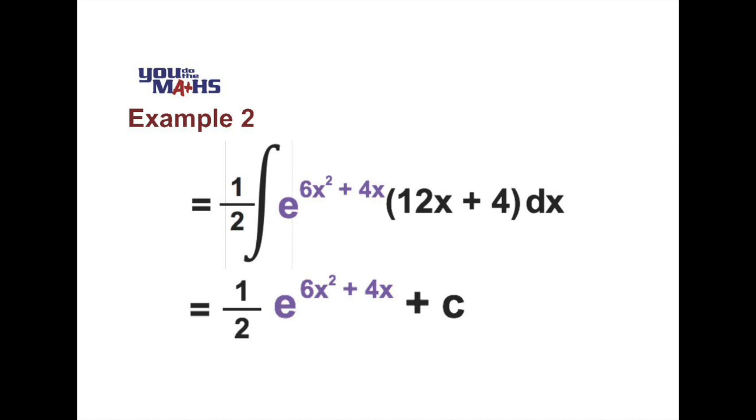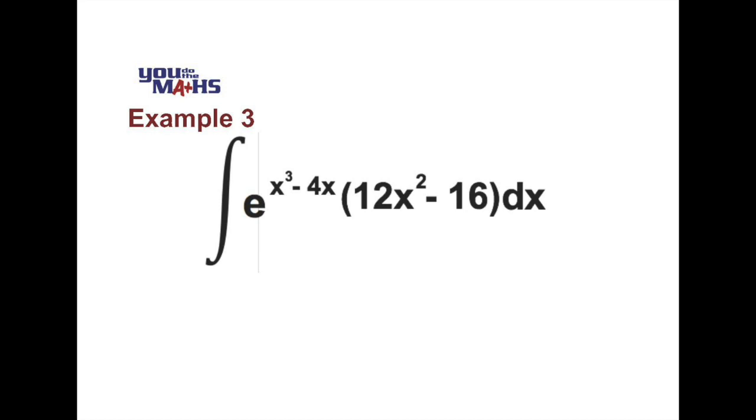Let's have a look at another example of a similar situation. We can see here that we've got the integral of e to the x cubed minus 4x multiplied by another expression. What we should do first of all is recognize the different parts to make it easier for us to work through this. We have an exponential expression, and its power is x cubed minus 4x. So ideally what we want is that exponential expression multiplied by the derivative of the power.